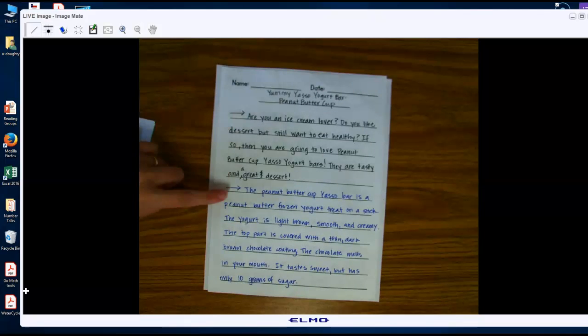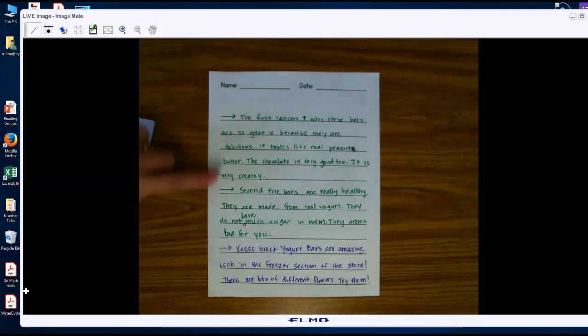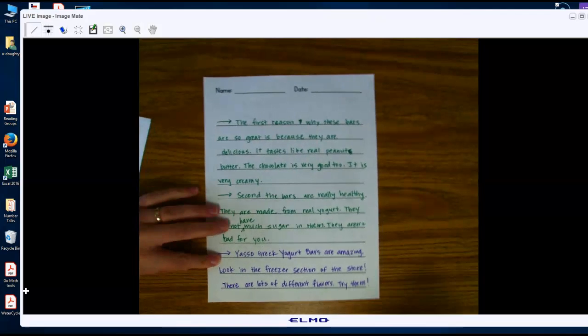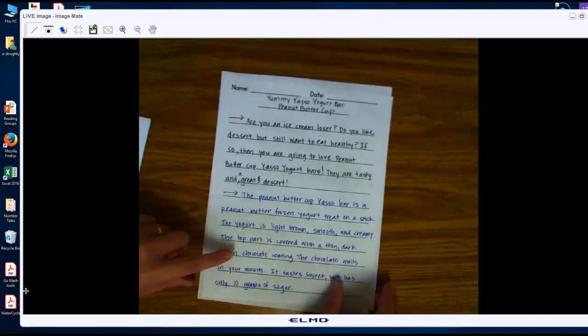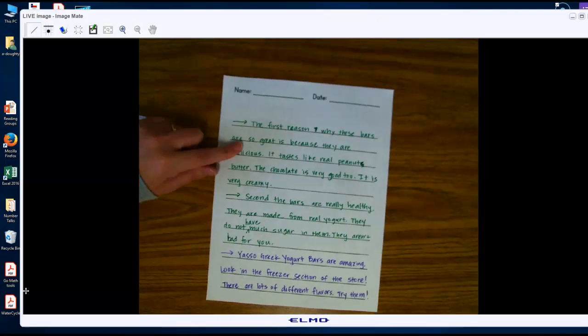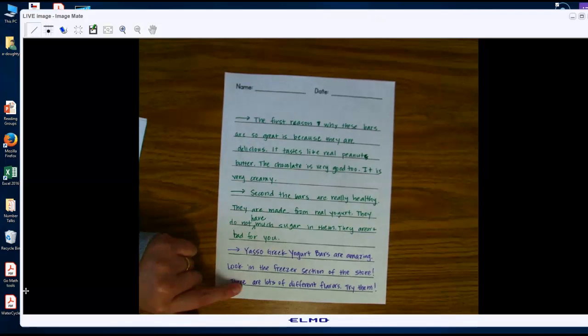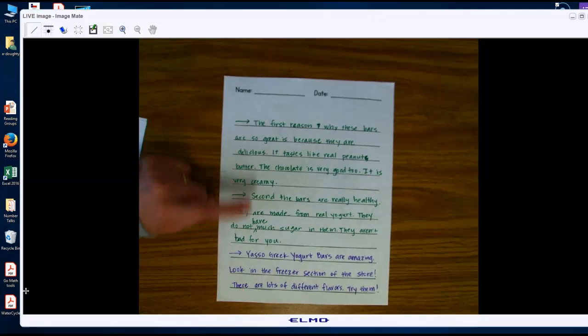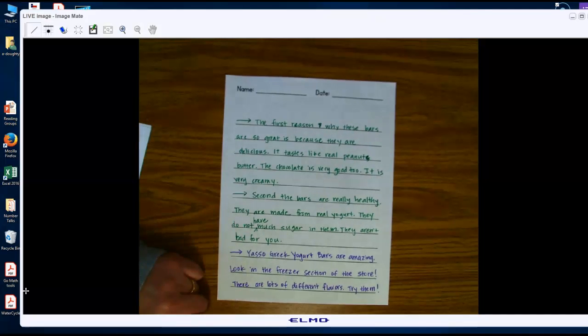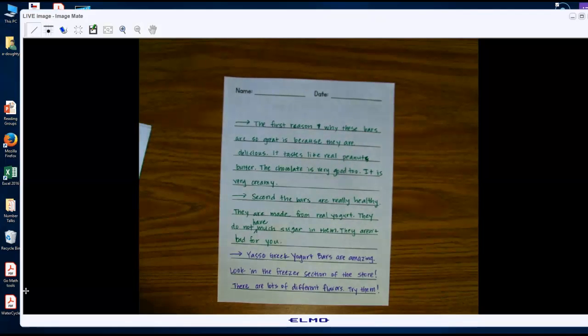So we have 1, 2, 3, 4, 5 paragraphs. My introduction, my describing paragraph, my first reason, my second reason, and then my closing. Those are my 5 paragraphs. You may have had more than 2 reasons, so you may have more paragraphs, and that's okay. But each reason needs to have its own paragraph.